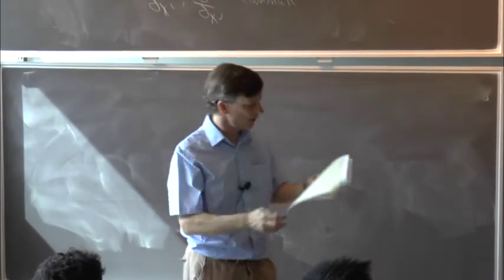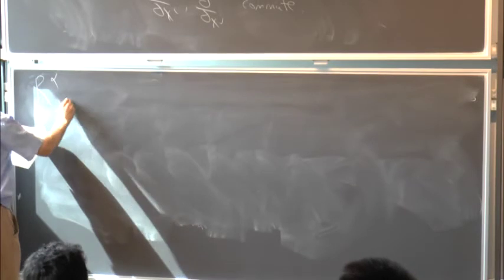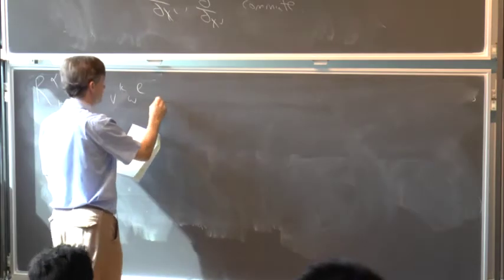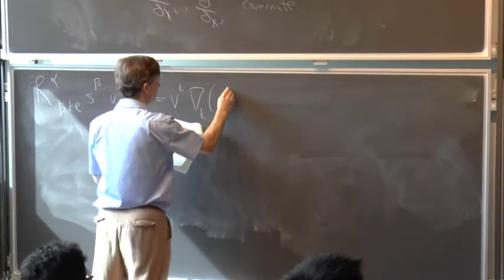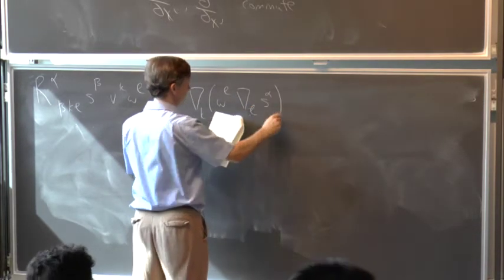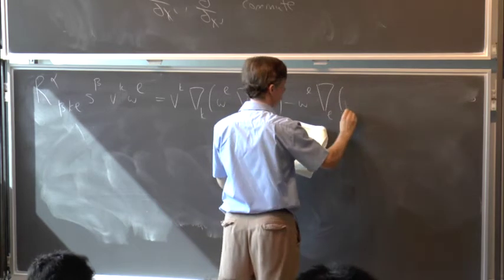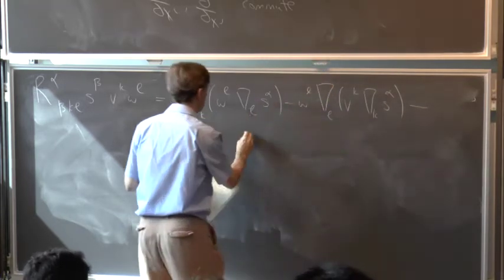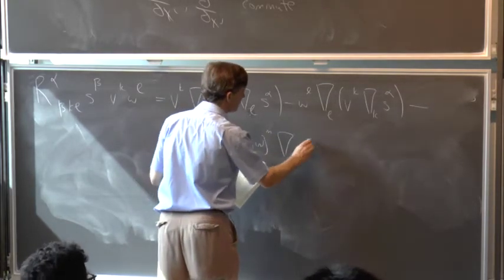We can rewrite this equation in index notation as R alpha beta KL S beta V K W L is equal to V K nabla K brackets W to the L nabla L S to the alpha minus W to the L nabla L brackets V K nabla K S to the alpha minus brackets V comma W, let's give this a different index, M, nabla M S to the alpha.